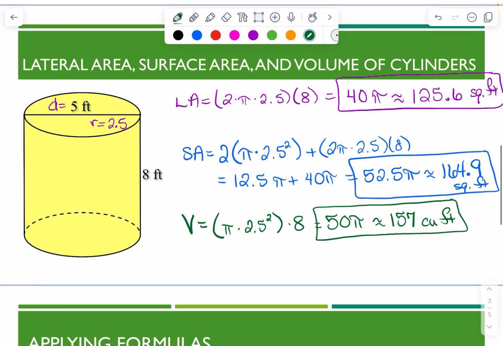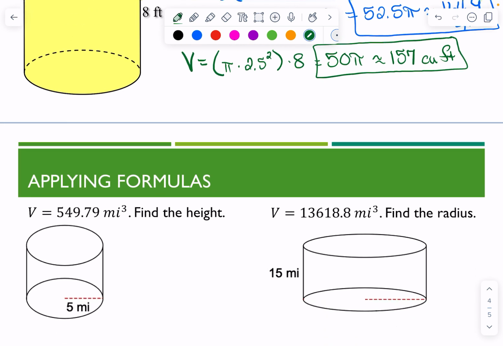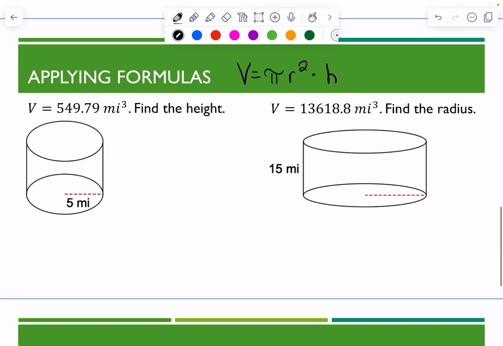All right, so what if we gave you a problem like this? What if we said, I know the volume and I want to find the height. Remember that the volume is equal to pi radius squared times the height. So we could put that information in and see what the height would be. I know the volume is 549.79 cubic miles. I know that the radius is 5, but I don't know the height.